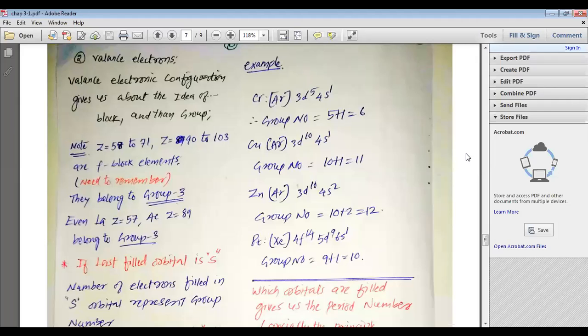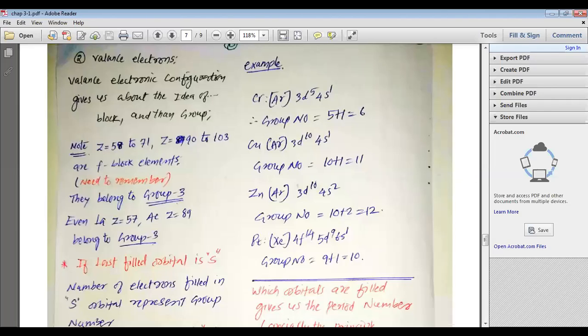Please remember that Z equal to 58 to Z equal to 71 and Z equal to 90 to Z equal to 103, these elements are known as lanthanoids and actinoids respectively. They fall into the f block and their period is considered as the third period.